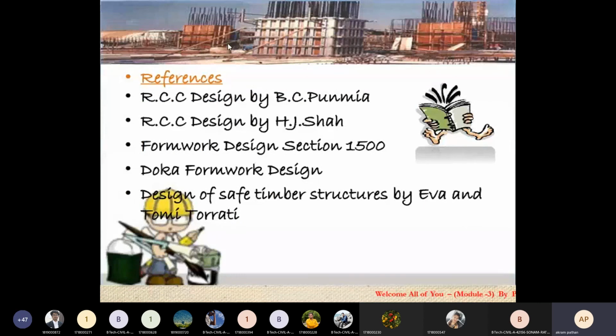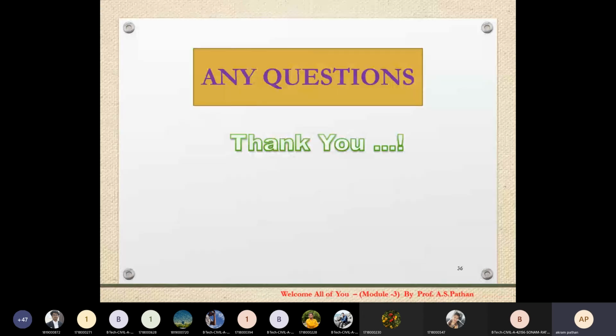So these are the references we should keep in our mind. If you have any questions at this stage regarding the formwork, you can ask. So this is about today's lecture. If anybody is having any questions, please ask.